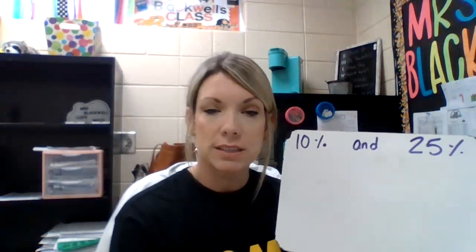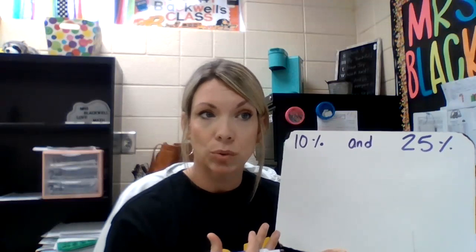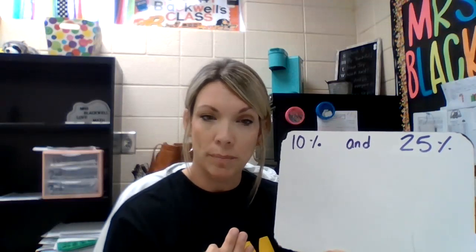10%, we went over this a lot in class. 10% of anything is pretty easy. You just take a zero off the end. Or you make that a decimal, right? You would move the decimal one place to the left every single time. So that would be 10%.